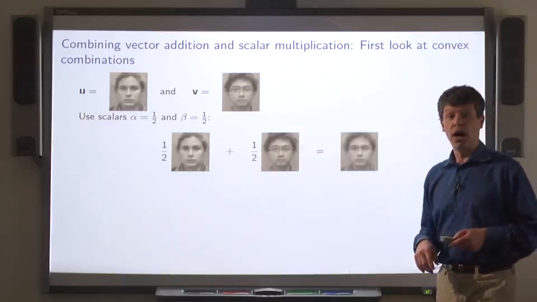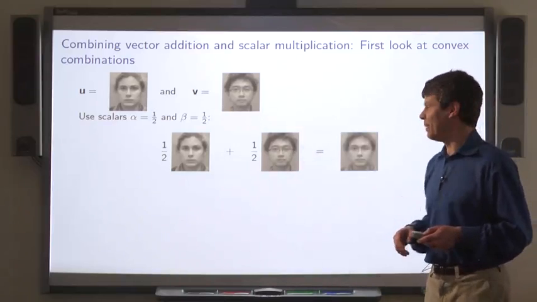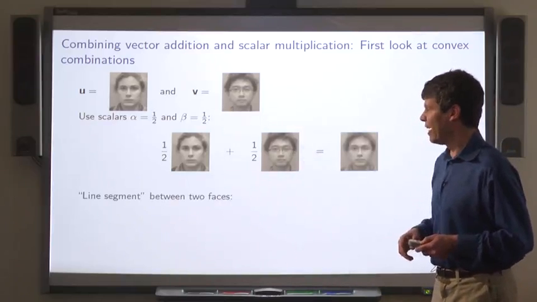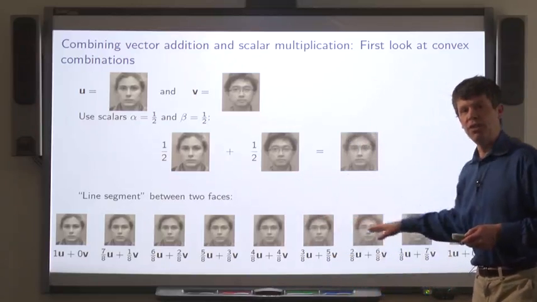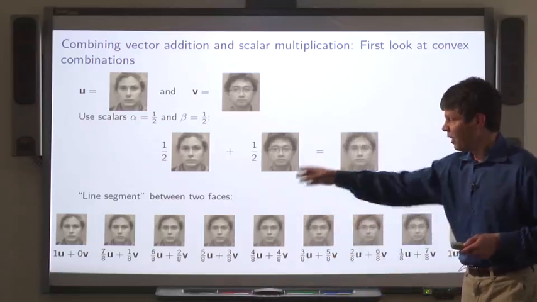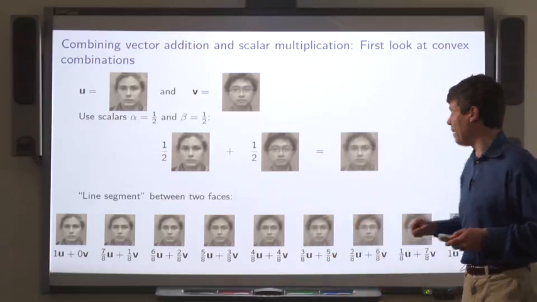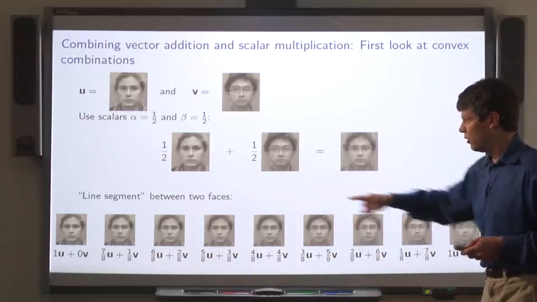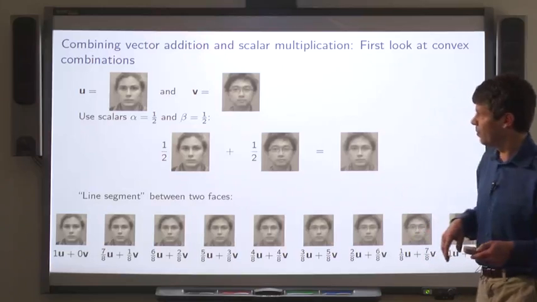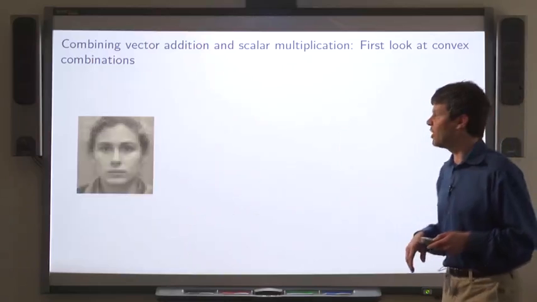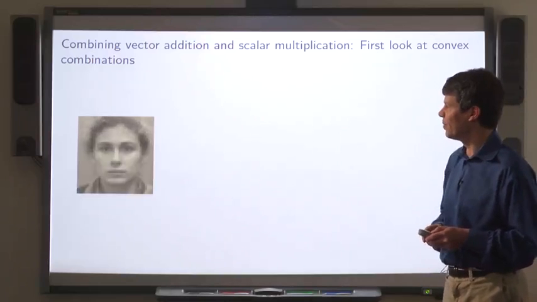Now we can also use the idea of a line segment between two faces. So here we're taking a whole bunch of different combinations of alpha and beta to represent a sort of line segment between faces. We can get a kind of crossfade effect in this way.